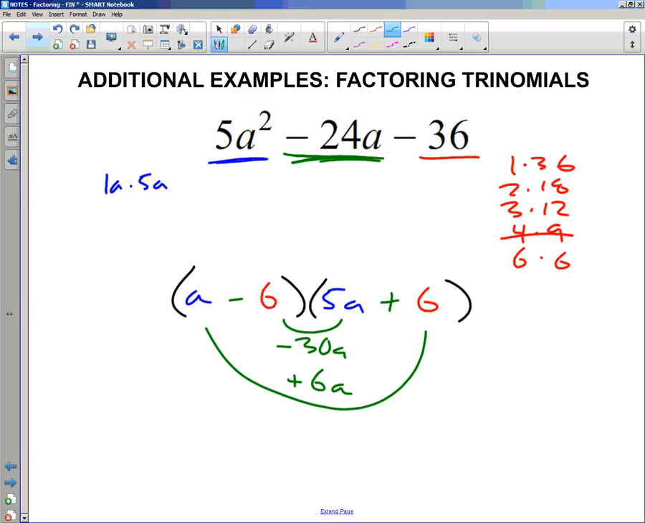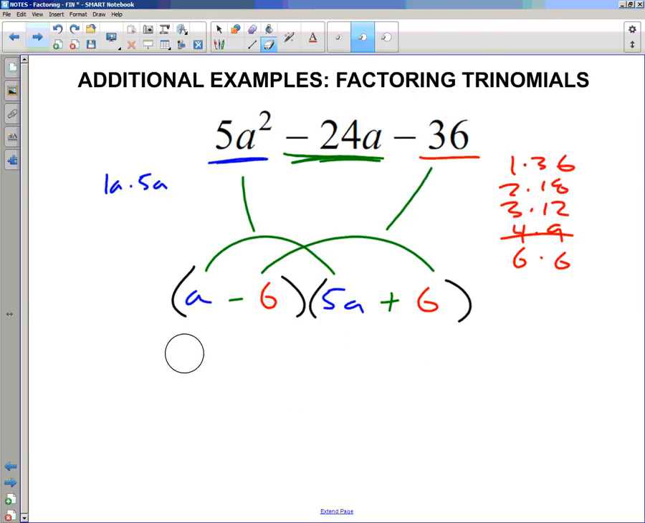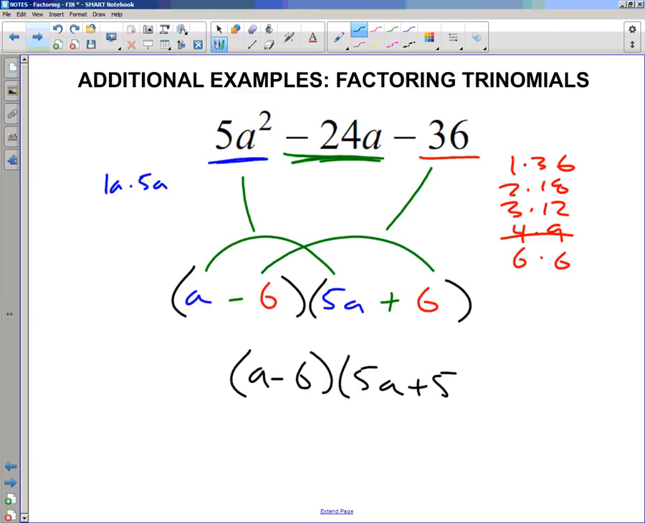We'll just do a quick check with the other terms and make sure that they work out. This is a times 5a, which will give us 5a squared. We got negative 6 times a positive 6, which will give us the negative 36 that we're looking for. So, yep, looks like we got there. Not too many tries. A minus 6 and 5a plus 6 is going to be our final answer.